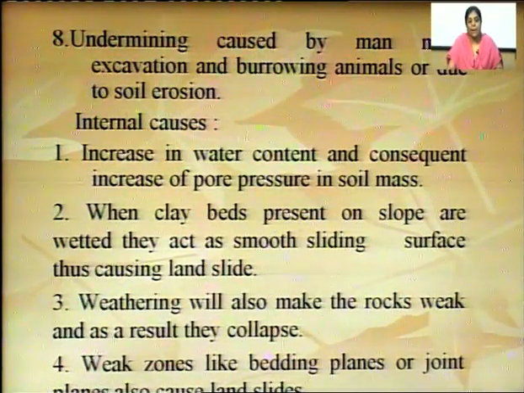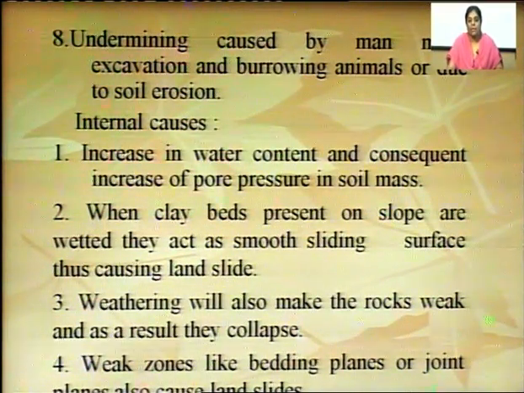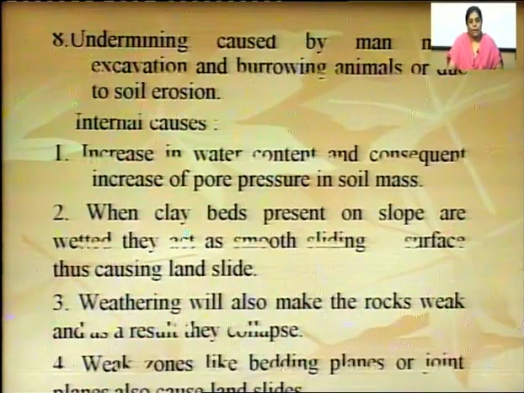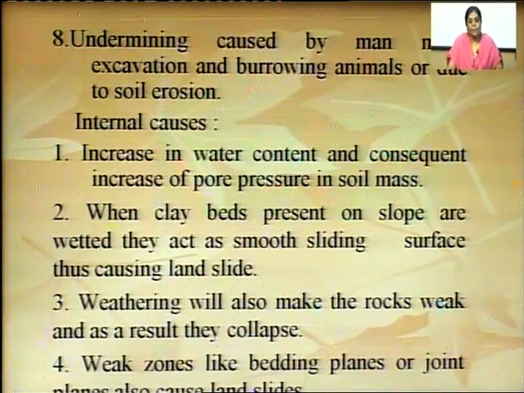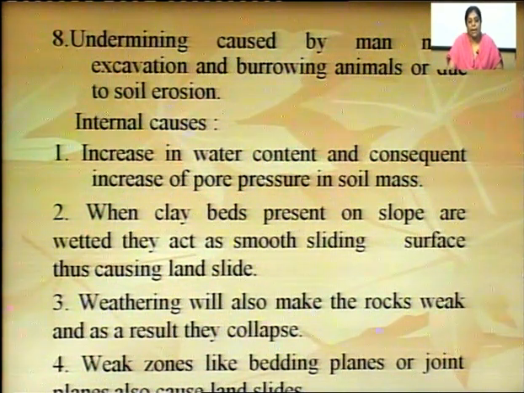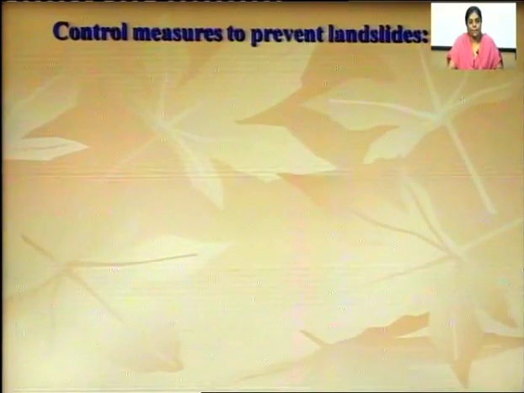Second is when clay beds present on the slope get wet. The clay beds, when clay is present on the slope and it gets wet, act as a smooth sliding surface, thus causing landslide. Next is weathering. Weathering will also make the rocks weak, and as a result they collapse. Next is weak zones like bedding planes or joint planes, which also cause landslides.